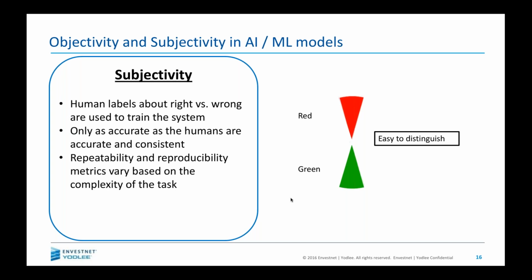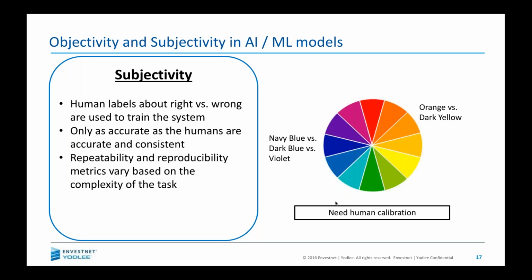And as the task gets more and more complex, the repeatability and reproducibility goes down, and that's where subjectivity creeps in. So in this example of distinguishing red versus green, I can make this a little complex or a little more subjective by saying, instead of just those two colors, I have this palette of colors.